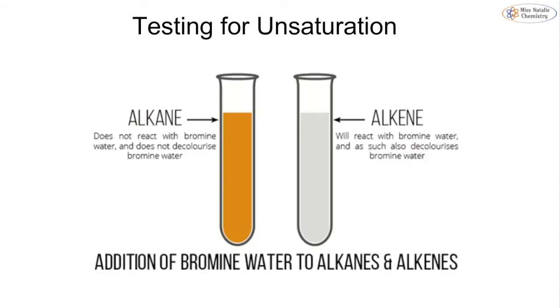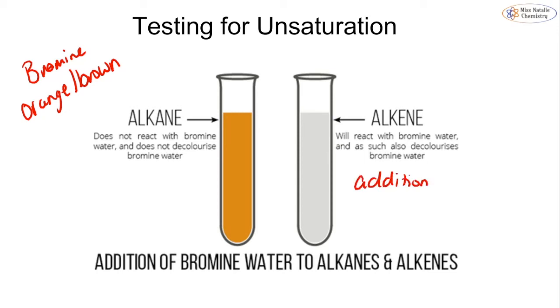So you would get something like this. The bromine water, or the bromine, is a kind of orange-brown colour. And when you add it into an alkane, you see no change. It stays this orange-brown colour, so we get no decolorization. When you add it into an alkene, it will react with the bromine water, so we get this addition reaction, and it causes the bromine water to decolorize, meaning we form a colourless solution. So this is how we test for unsaturation. We will have decolorization of bromine water.